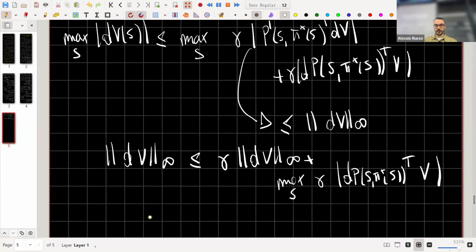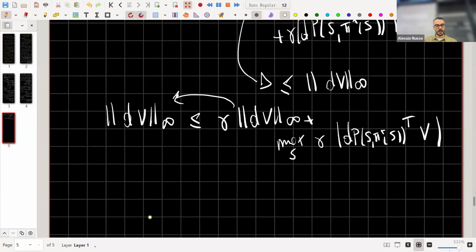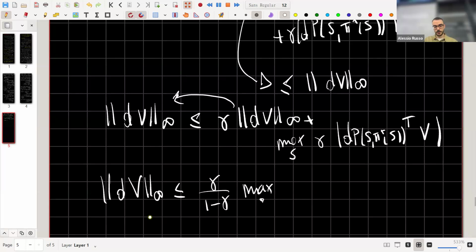So now we just bring this term to the left-hand side, collect 1 minus gamma, and divide by 1 minus gamma. So that in the end, we have just shown that dV in infinity norm is upper bounded by gamma divided by 1 minus gamma, max over S of the absolute value of the inner product between dp in S pi star of S, transpose V.